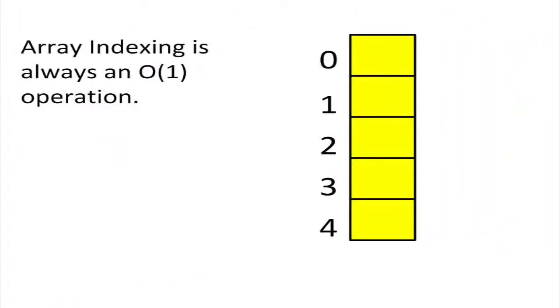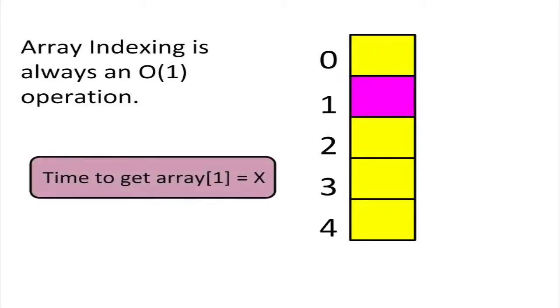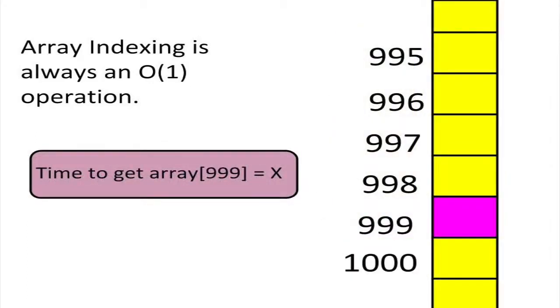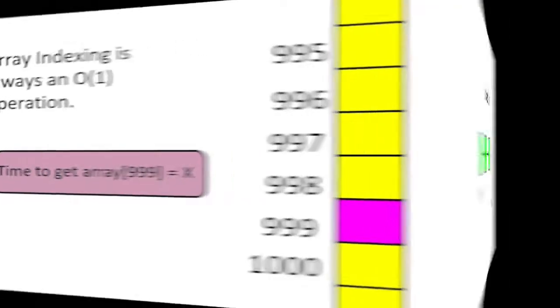Looking up elements by index makes an array very efficient. No matter where an item is stored in the array, it always takes the same amount of time to retrieve it. In technical terms, getting an item from an array is an O(1), or constant time, operation.